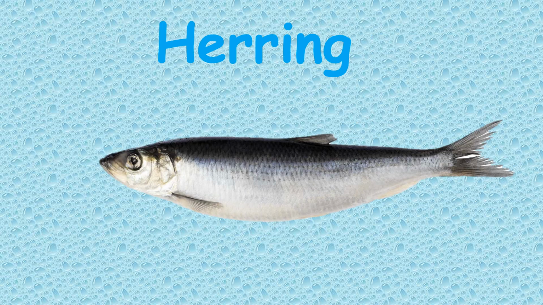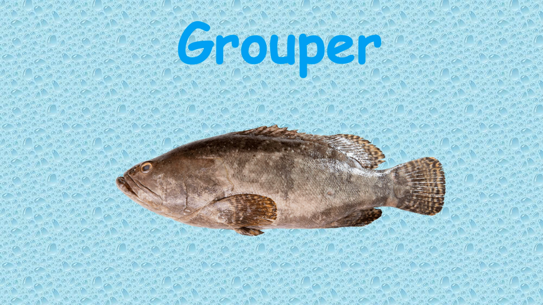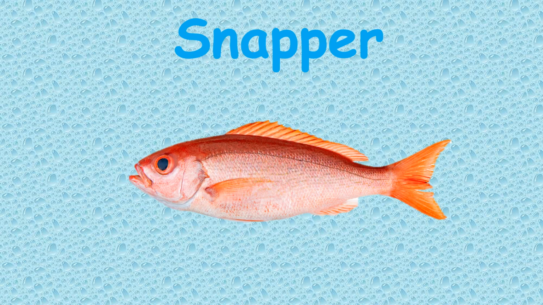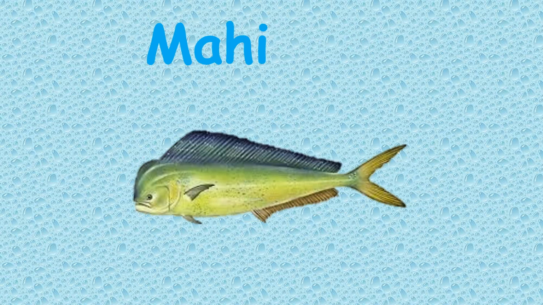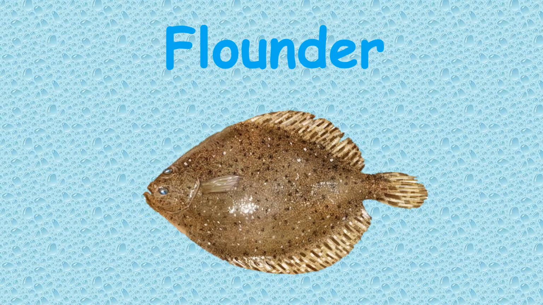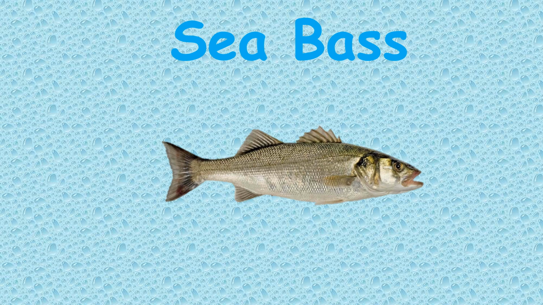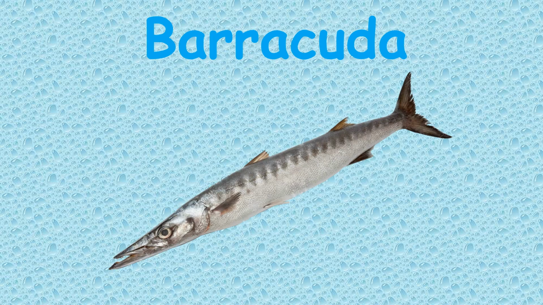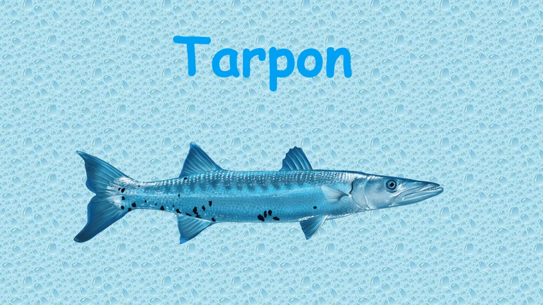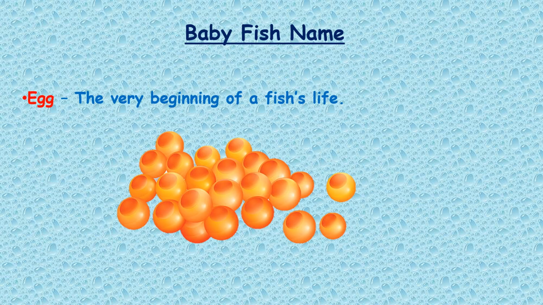Herring, grouper, snapper, mahi, flounder, sole, sea bass, barracuda, tarpon. In this part, I'm going to talk about the names of baby fish.